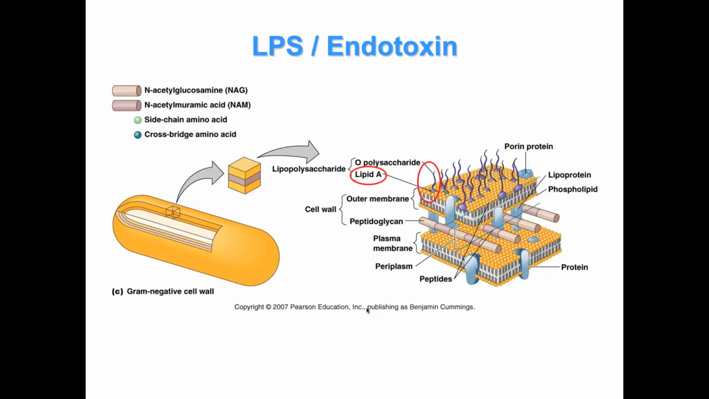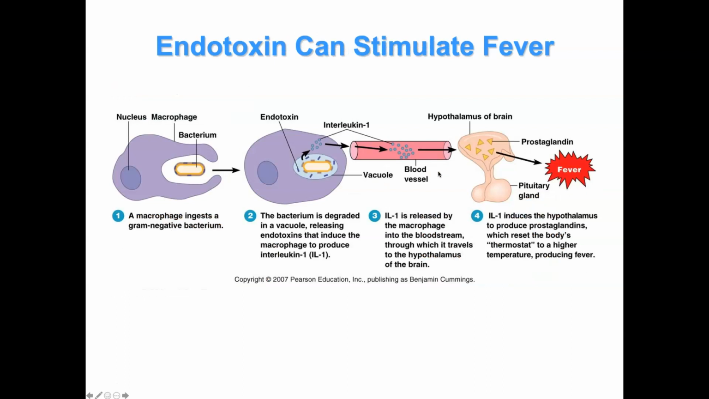Just a quick little review. Where is the LPS? I don't remember. That was a long time ago. So remember that the LPS is on the outside here, on the outer membrane. We see that the lipid A is embedded in the membrane, and the O polysaccharide is what sticks out. Endotoxin can stimulate fever. How so? Well, let's take a look.